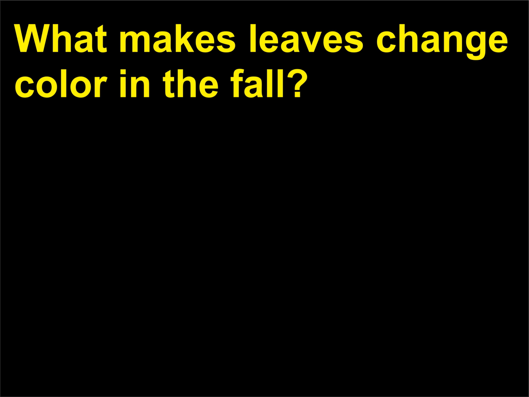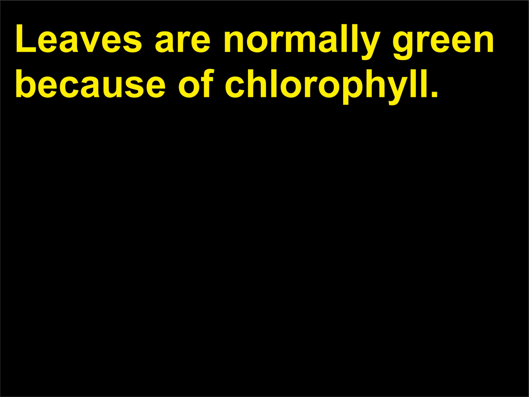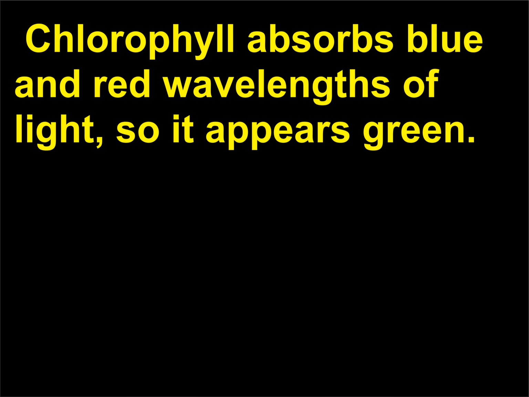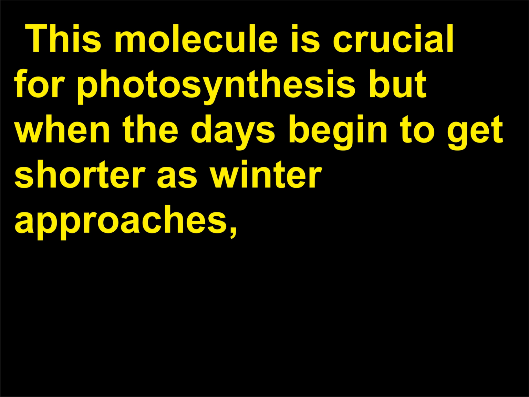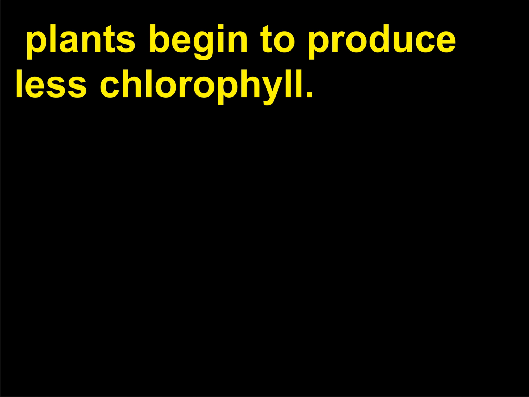What makes leaves change color in the fall? Leaves are normally green because of chlorophyll. Chlorophyll absorbs blue and red wavelengths of light, so it appears green. This molecule is crucial for photosynthesis, but when the days begin to get shorter as winter approaches, plants begin to produce less chlorophyll.